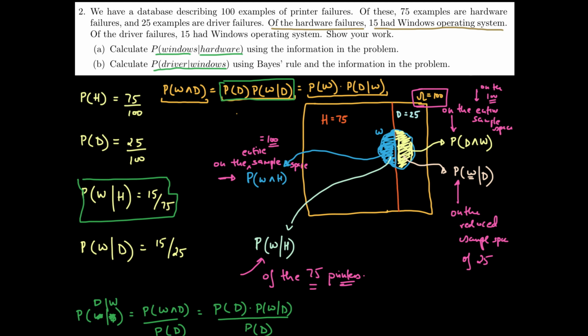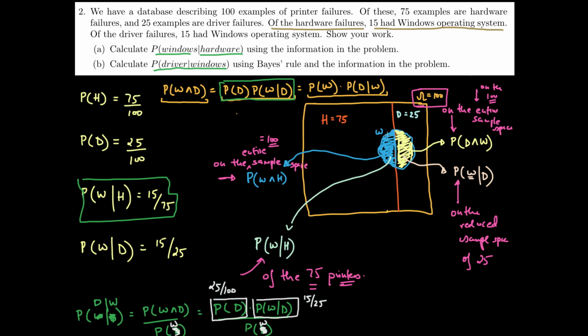Okay, now what is P of D here? Well, P of D, this piece over here, is already given to us. It's 25/100. So this is 25 over 100. The probability of W given D is also given over here as 15 over 25. And the probability of W, again, this should be W, is also needed.